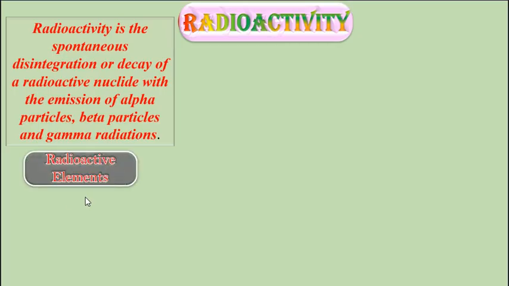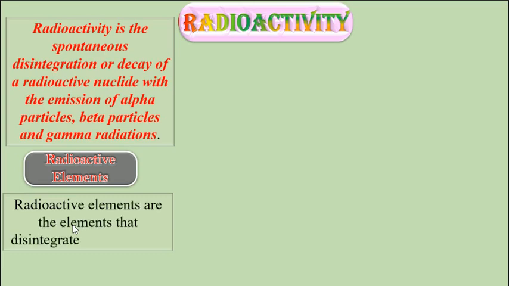Then we'll now look at radioactive elements. Of course, we know that not all elements undergo radioactive decay. Some elements undergo radioactive decay. Most elements do not. So therefore, elements that undergo radioactive decay on their own are called radioactive elements. On their own, they disintegrate. One thing we know about such elements is that their nuclei are usually heavy, big in size.